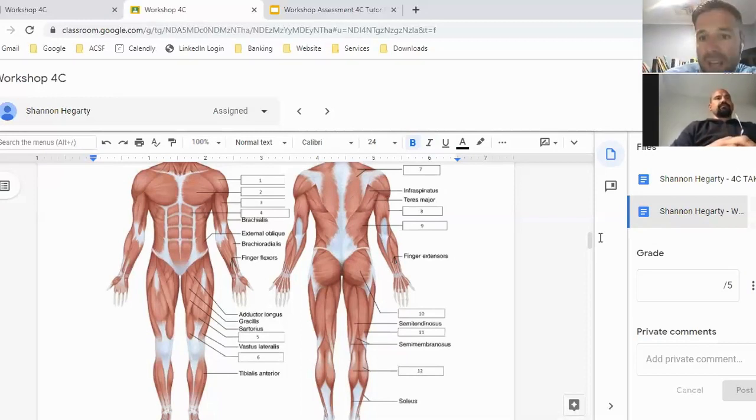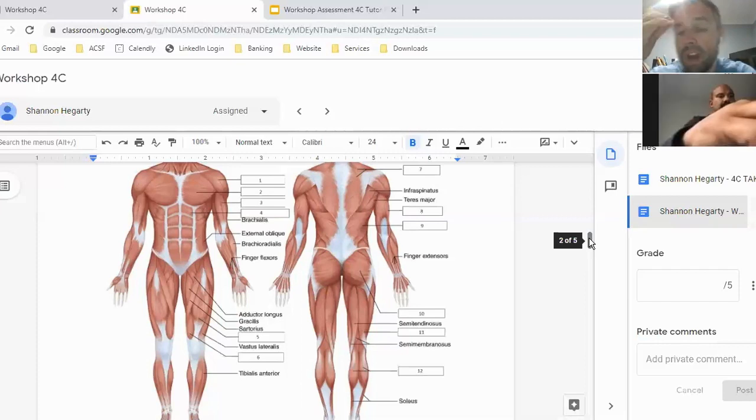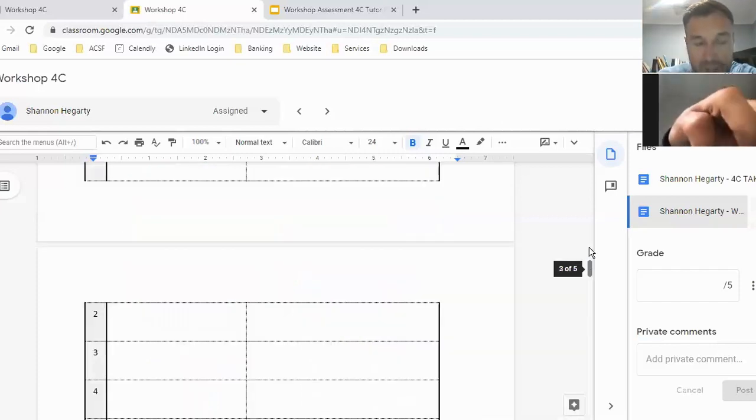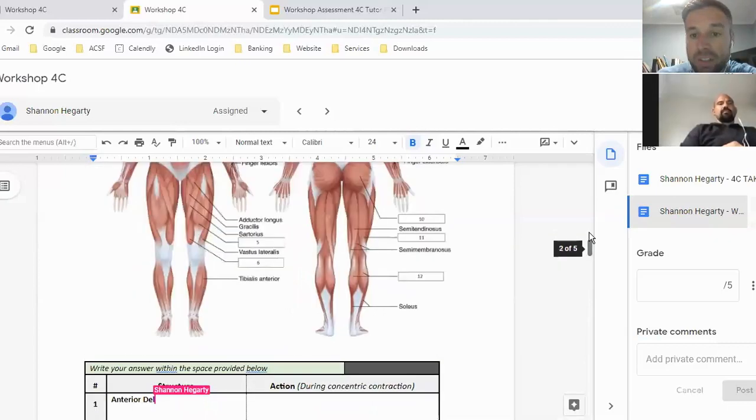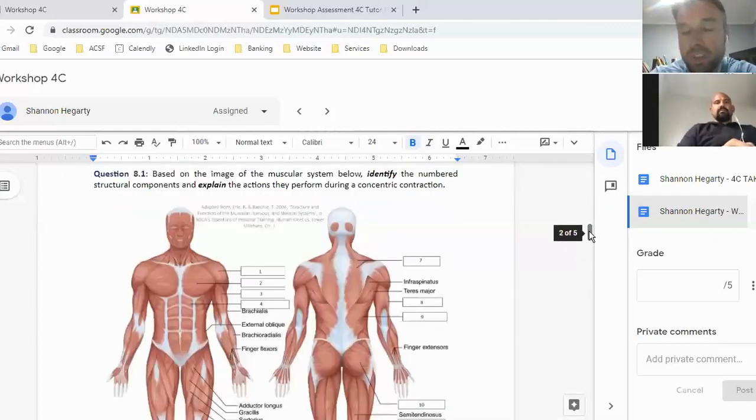So you can see number 1 there. What's number 1 on that image? It's anterior delt. Yeah, that's the anterior deltoid, so we can put that down for 1. That's how we name it, and then the second part is the action. During concentric contraction, when that muscle is shortening, what is the primary movement of that muscle?